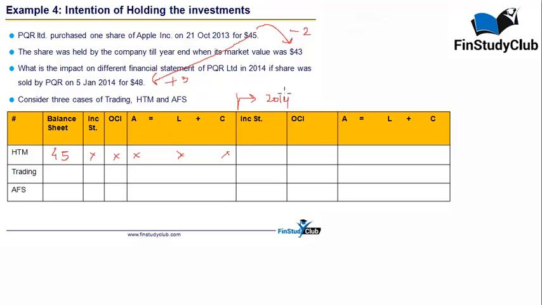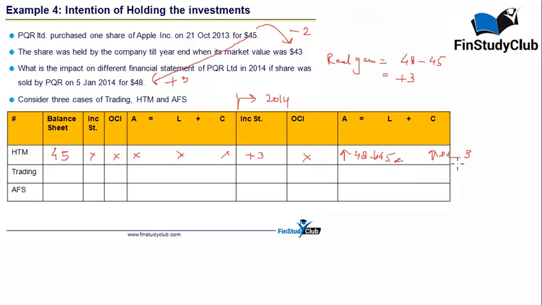In 2014, the realized gain, the cash sale minus the cash purchase, is equal to plus 3. Nothing was booked last year, so the entire 3 shall be booked this year. Your assets will go up by 48, the cash will come in, the investments will go down by 45, the previously recorded value, and the P&L will go up by 3.